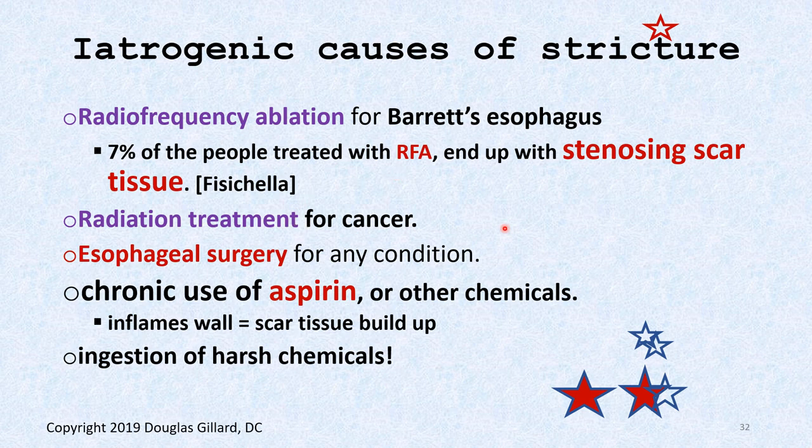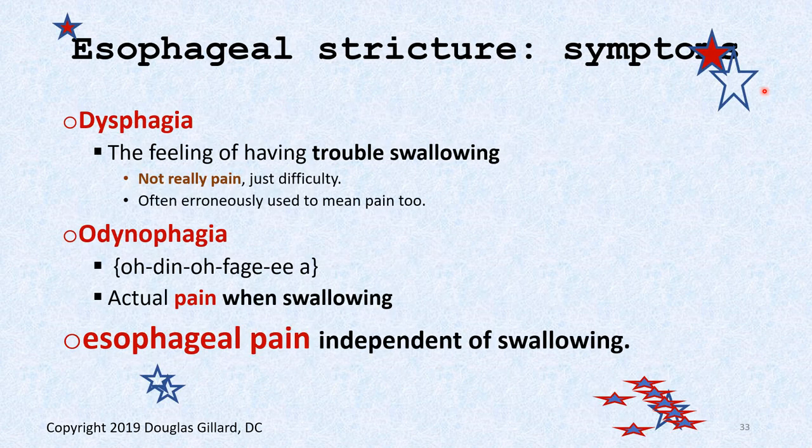Radiation therapy for cancer can do it. Esophageal surgery of any kind. Chronic use of aspirin. This is a common one. People take half a baby aspirin to thin out their blood as they get older, and maybe the esophagus is not tolerating it very well. The symptoms could be dysphagia, as we said. Here's the official slide of this.